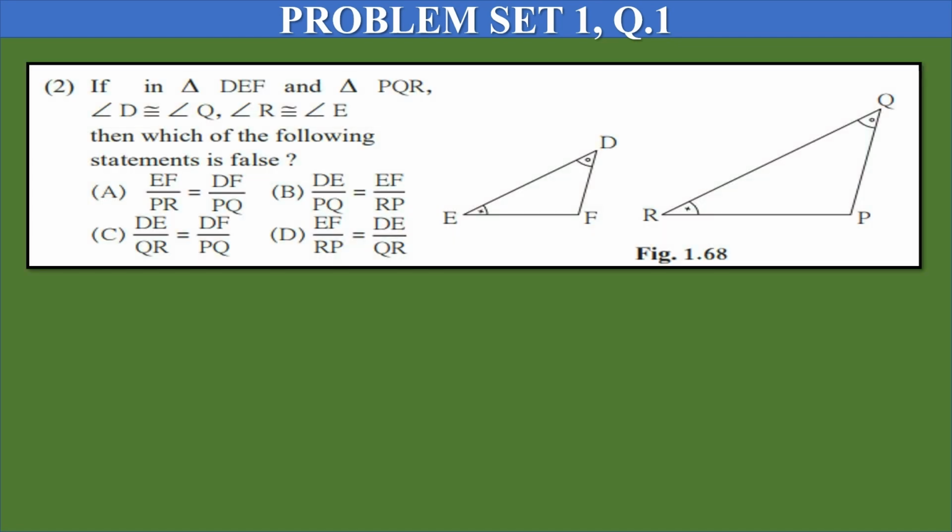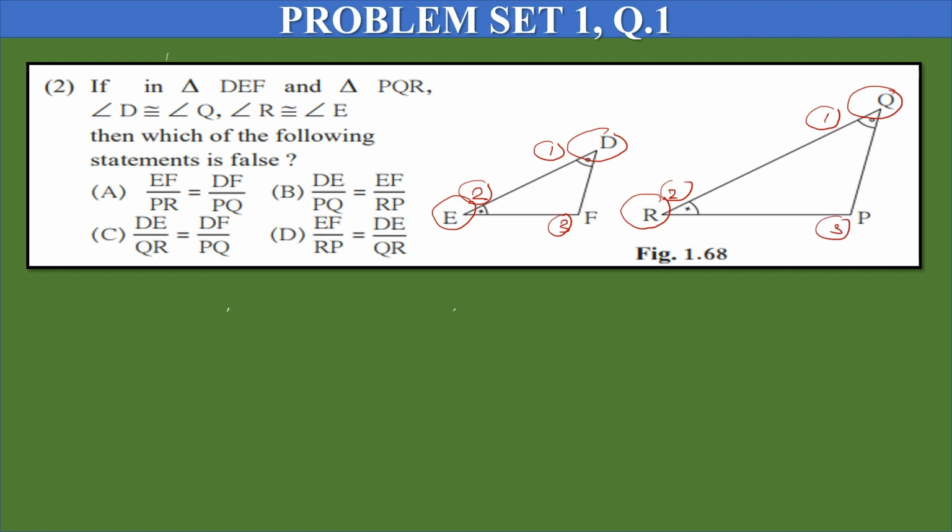Question number 2. In this question, it is given in triangle DEF and triangle PQR, DE is congruent to PQ. See here, this is your D. We can take it as 1 and it is congruent to Q, so this I'll take as 1. Next, it is given R is congruent to E. So for both of these, I'll take it as 2. And the remaining is F, so this I'll take as 3, and here also I'll write 3.